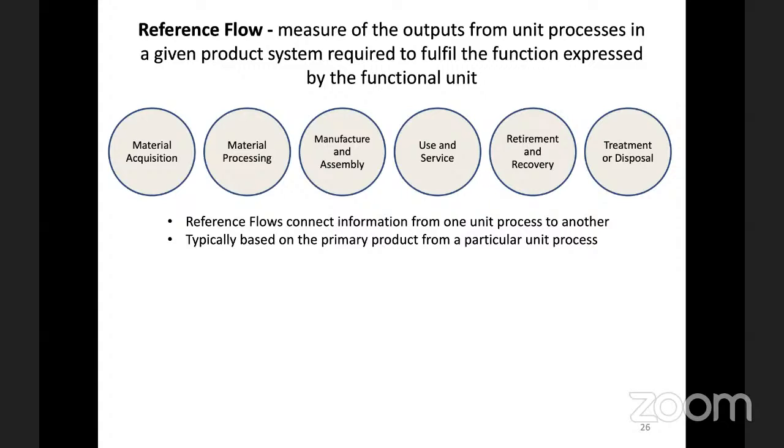Now, the next definition is reference flow. A reference flow is a measure of the outputs from unit processes in a given product system, which is required to fulfill the function expressed by the functional unit. I'll come to the functional unit next, but let's understand the reference flow. Reference flows connect all information from one unit process to another, and this is typically based on the primary product from a particular unit process. What do I mean by that? When you have material acquisition, you have inputs going in and outputs coming from the process, and there is one primary product from material acquisition.